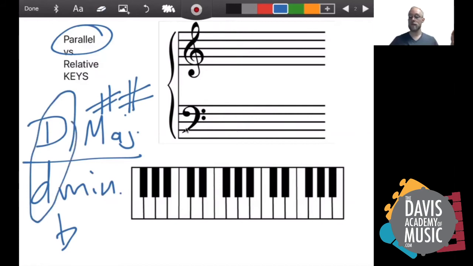So D minor, D major, A minor, A major, C major, C minor, those are going to be called parallel keys. They have a parallel relationship, whereas the keys that share the same key signature, like C major and A minor, are going to be called relative keys.